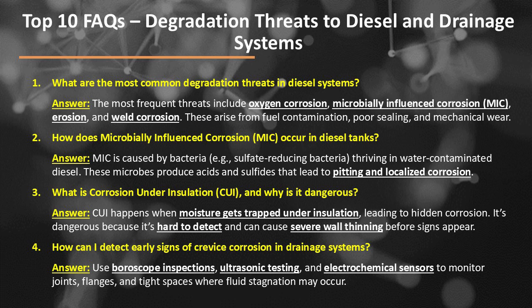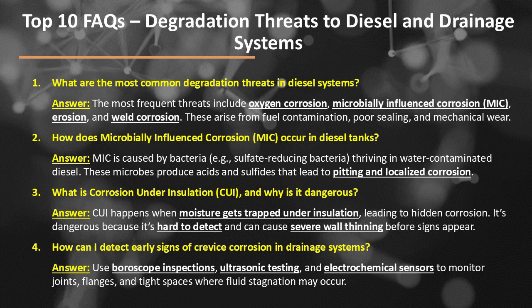Question number 3. What is corrosion under insulation or CUI, and why is it dangerous? The answer is, CUI happens when moisture gets trapped under insulation, leading to hidden corrosion. It's dangerous because it's hard to detect and can cause severe wall thinning before signs appear.